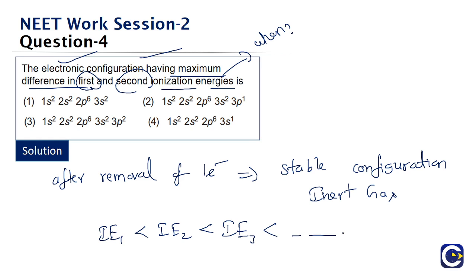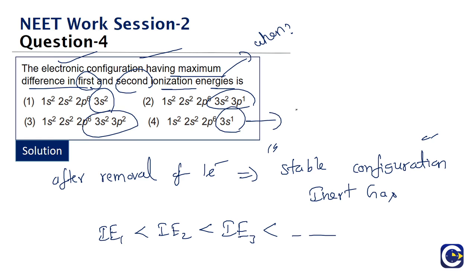But where do we see that maximum difference? When after removal of one electron we have achieved a stable inert gas arrangement. If you look at these options, option 1: look at the arrangement 1s2, 2s2, 2p6, 3s2, which means in the outermost shell we have 2 electrons. Look at option 2, 1s2, 2s2, 2p6, 3s2, 3p1. In the outermost shell we have 3 electrons, 2 electrons in the 3s level and 1 electron in the 3p level. Look at option 3, 1s2, 2s2, 2p6, 3s2, 3p2, which means we have totally 4 electrons. Look at option 4, 1s2, 2s2, 2p6, 3s1.